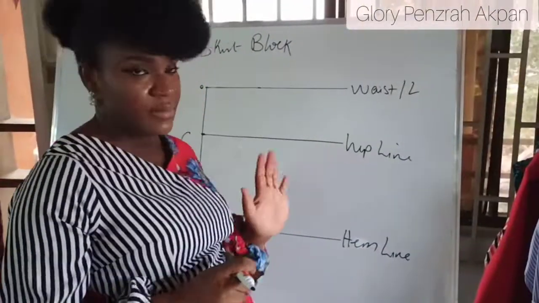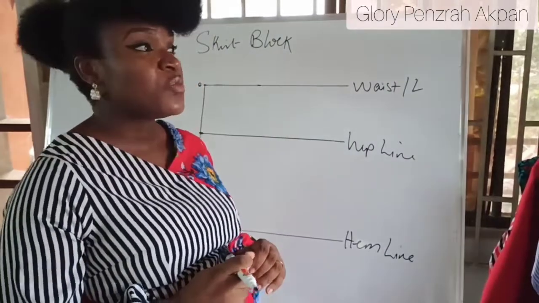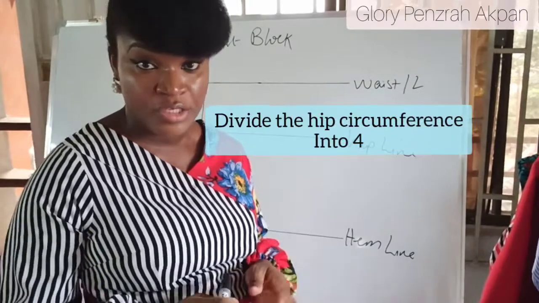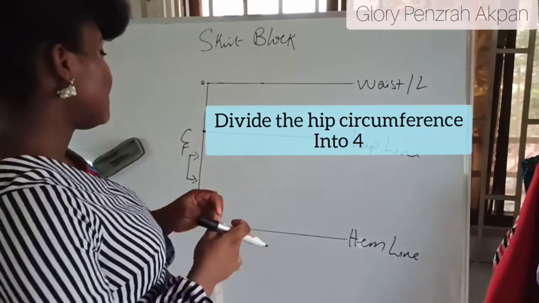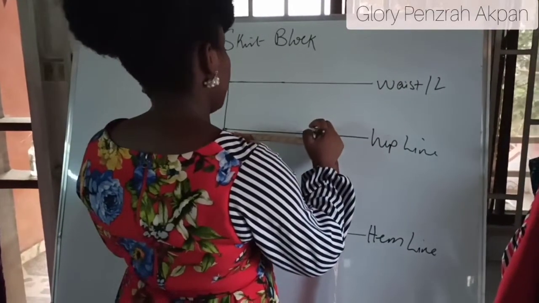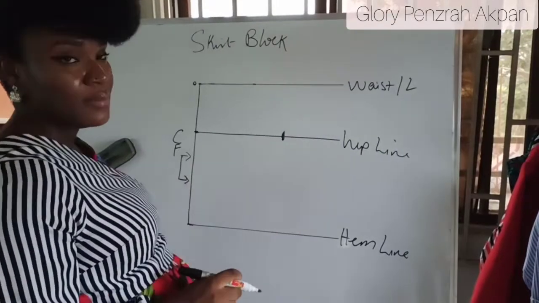You come down to the hip line. Your hip circumference divided into 4. Let's assume your hip circumference is 40 inches. Divided into 4 will be 10 inches. So you come to your hip line, place your tape at the center front line, and mark the 10 inches at the hip line.